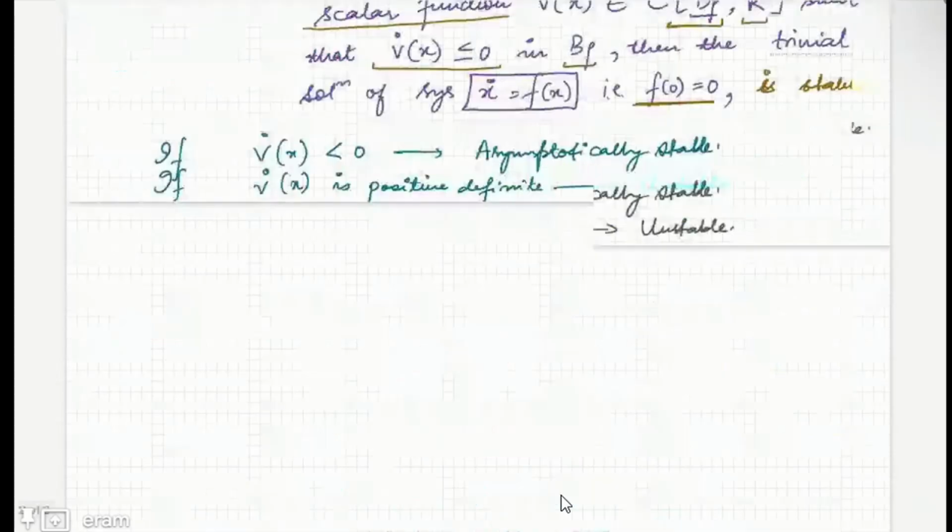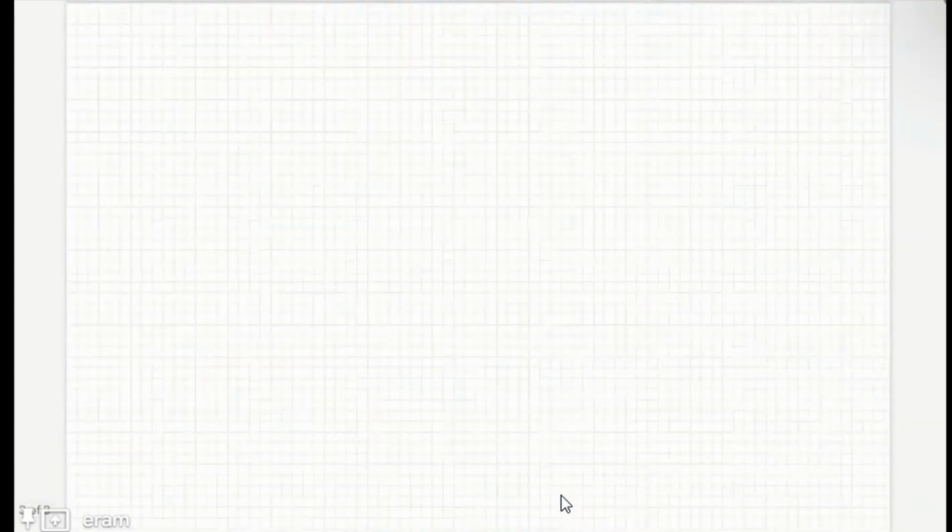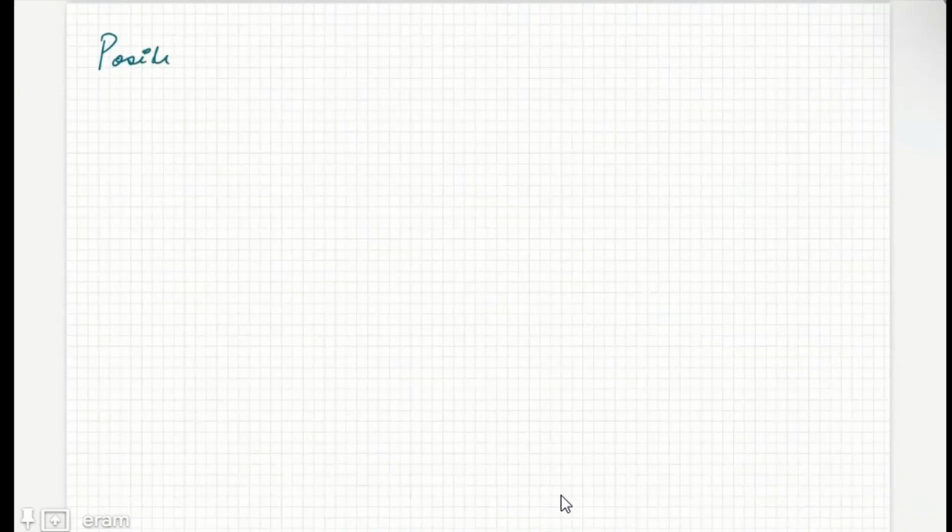So for that, we modify the definition of positive definite functions. When V is time varying, meaning it depends on the state x as well as on time t, in that case, V will be called positive definite.